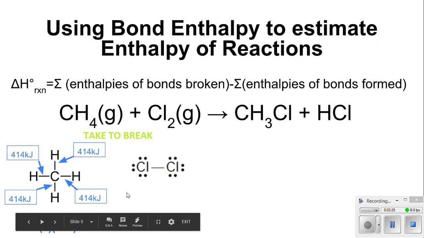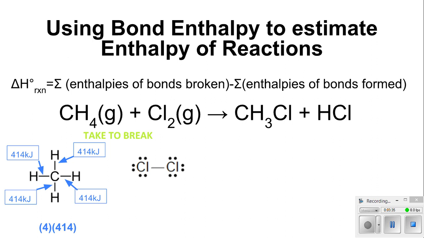So we could say 4 times 414. Okay. Then we also have the chlorine diatomic molecule. And that chlorine-chlorine bond, it's a single bond. It takes 243 kilojoules to break that bond. And then there's only one of those, so just 1 times 243.